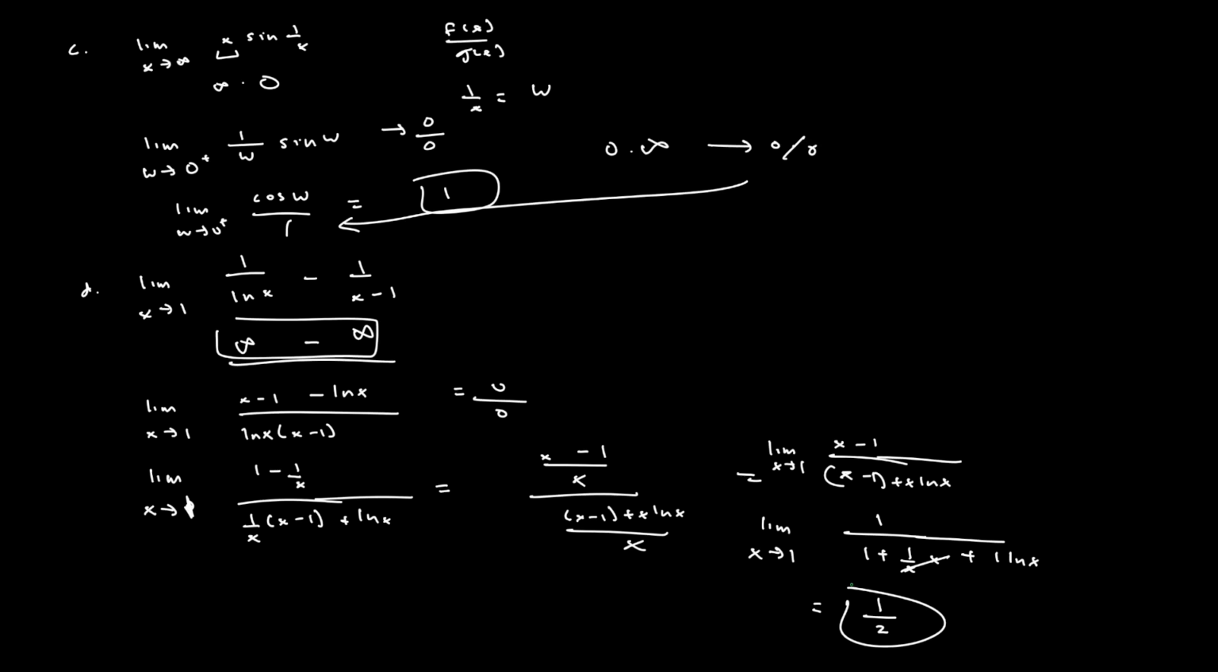Let's now cover the last bit of indeterminate forms. The last few indeterminate forms are in the form of 1 to the power of infinity, 0 to the power of 0, and infinity to the power of 0. So these are also indeterminate.